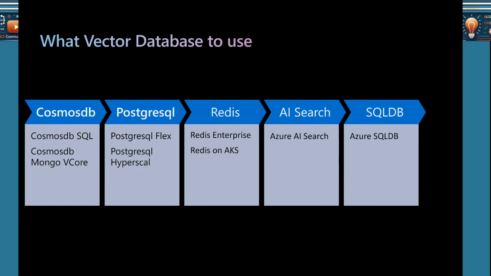Okay. So if you see here in MongoDB, we have two options: the SQL interface or database and the Mongo vCore. They are both part of Cosmos DB. Okay. Then we have Postgres. Postgres has two flavors. One is called Flexible Server. I'm just giving you some names. You don't need to remember it, but I'm just showing you how many options you have.